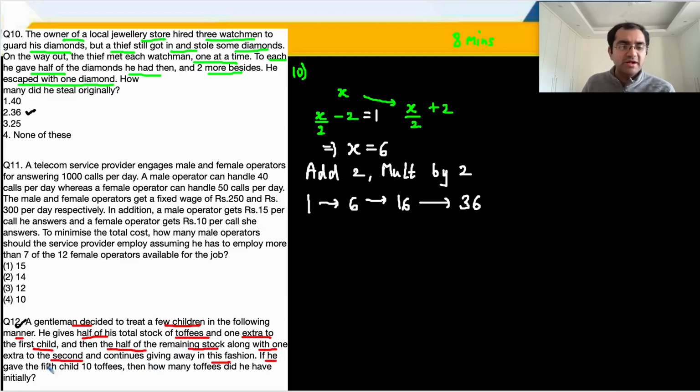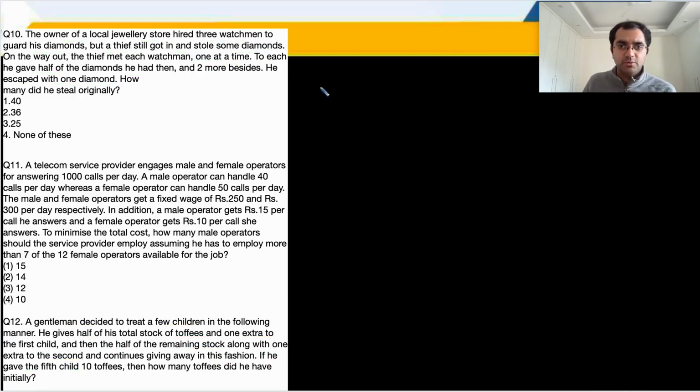He continues. If he gave the fifth child 10 toffees, so now this does not tell us about how many are remaining with the gentleman. This tells us about the number of chocolates received by the fifth child, right? So what we do is that if you start out with x, then the first child gets x by 2, half his total stock, and one extra.